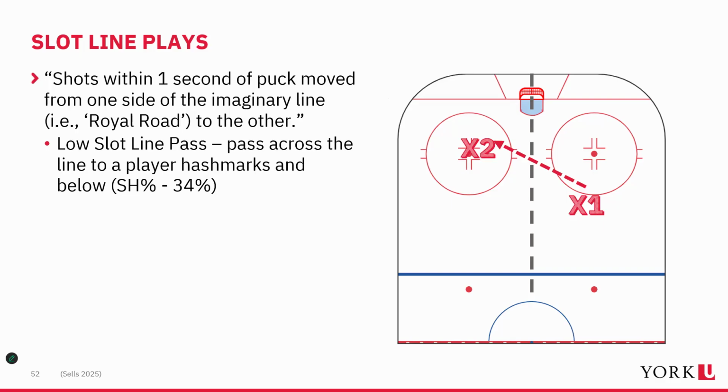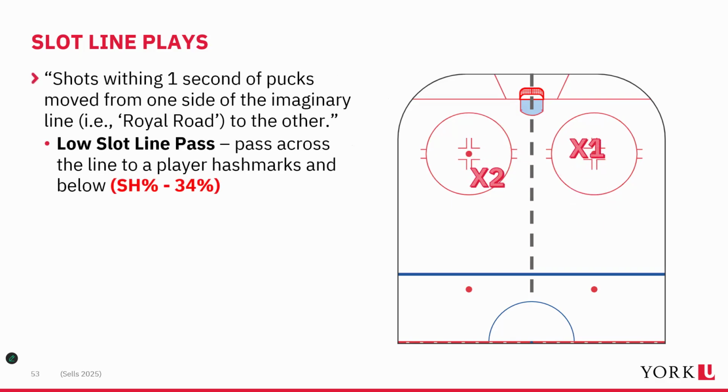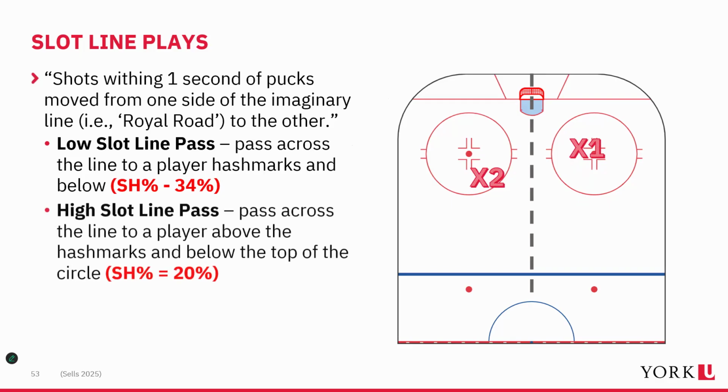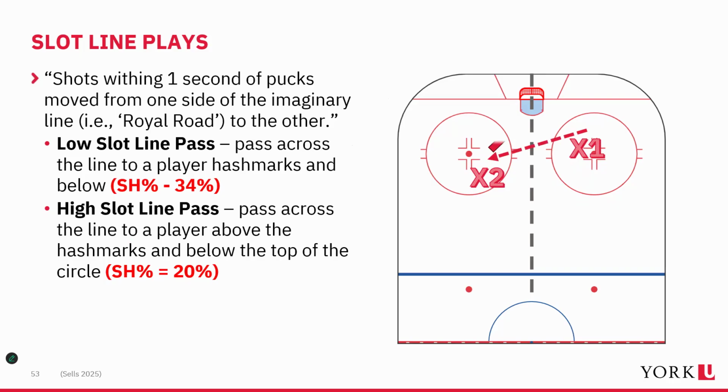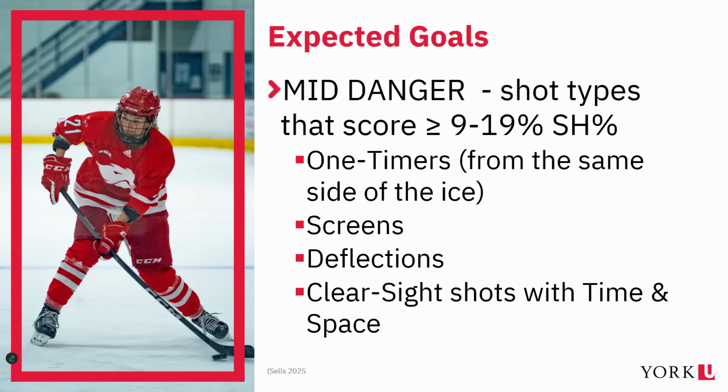So one-time quick release. Those are the highest possible chance to score, those types of looks. We want to create a lot of those. If it's a pass from lower in the zone to higher in the zone, it's about 20%. So 1 out of 5 of these types of shots from X1 to X2 will go in the net. I'll show you some video examples in a second here.